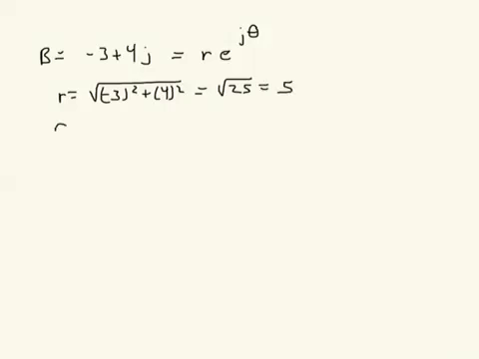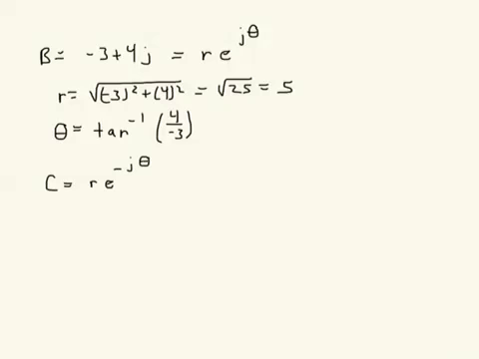And theta is the inverse tangent of 4 over minus 3. Okay, and we want that inverse tangent not to be restricted to the first quadrant. We want it to actually give us the true angle of theta. Okay, so that's what B is equal to. B is equal to r e to the j theta, and then we know C is its complex conjugate, so C will be equal to r e to the minus j theta.